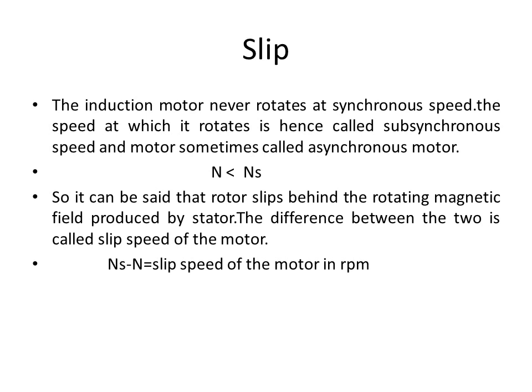The difference between the two is called the slip speed of the motor. So Ns minus N is the slip speed of the motor in RPM. Always the speed of the rotor is less than the speed of the rotating magnetic field. The rotating magnetic field speed is represented as synchronous speed. So Ns minus N is equal to slip speed.